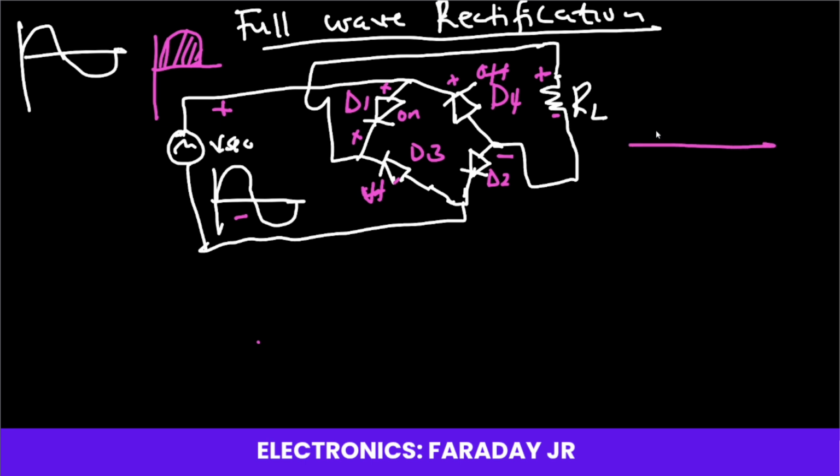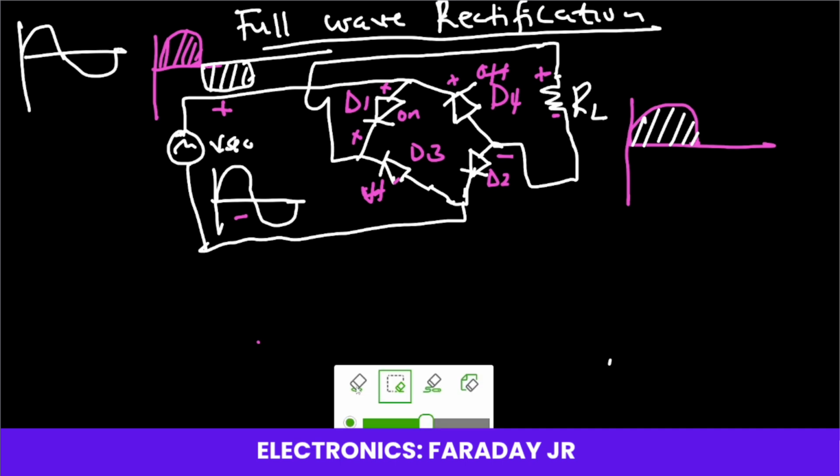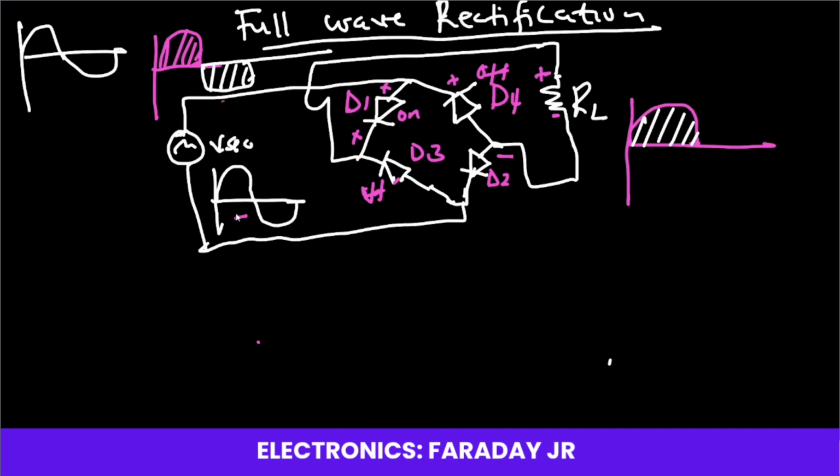Now similarly, let's analyze this. It means that now in our output we've gotten the positive half cycle being active. So this one was working. Now let's look at the negative side. We are going to consider the negative half cycle like this and see what will happen. At this point in time, we are going to get here to be negative, and then we'll have here to be positive.